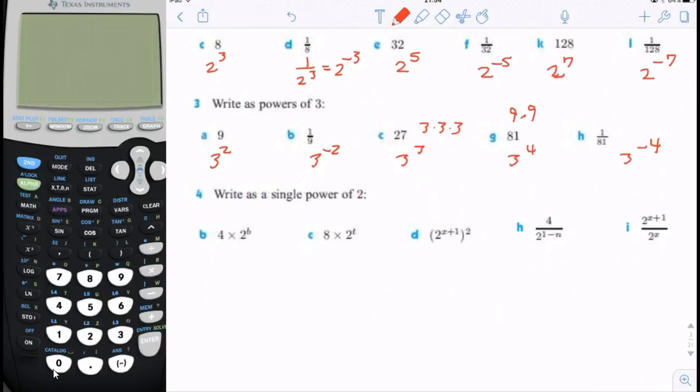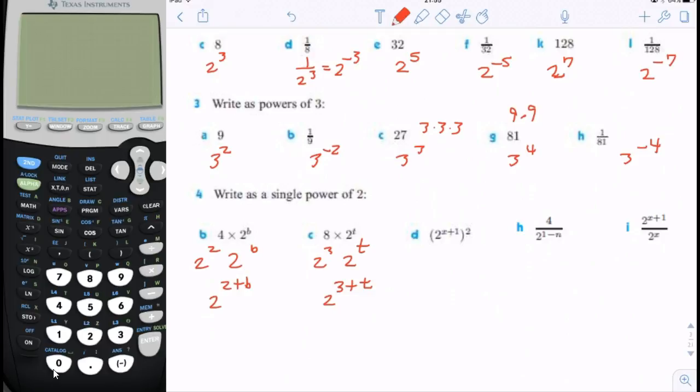Almost done. Write as a single power of 2. 4 times 2 to the b. So 4 is 2 squared, and then times 2 to the b. Same base, so we can add the exponents, 2 plus b. 8 is 2 cubed times 2 to the, let's say, t. We get the same base, so we can add the exponents.